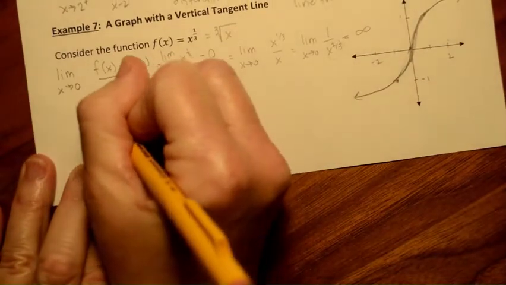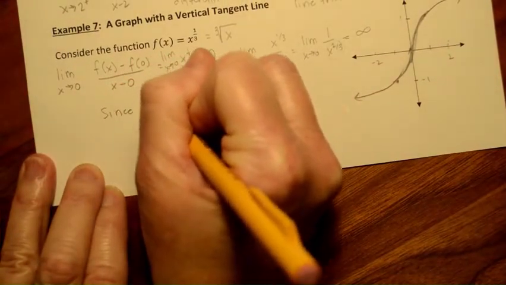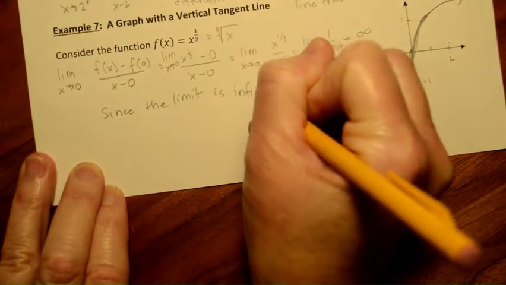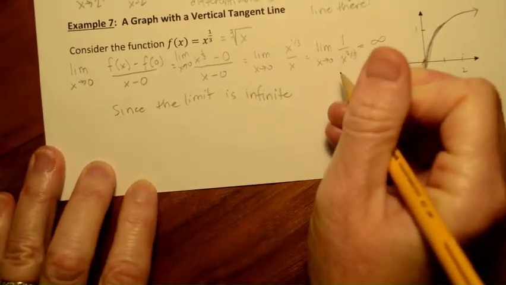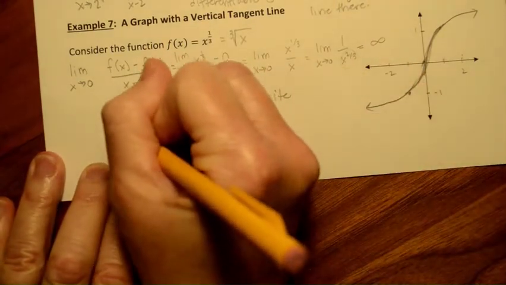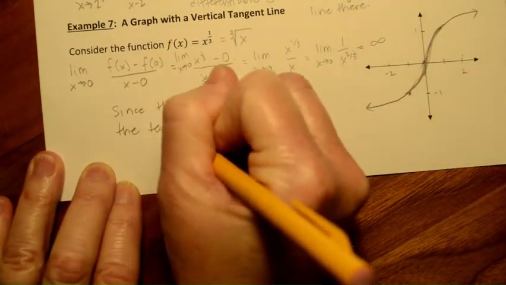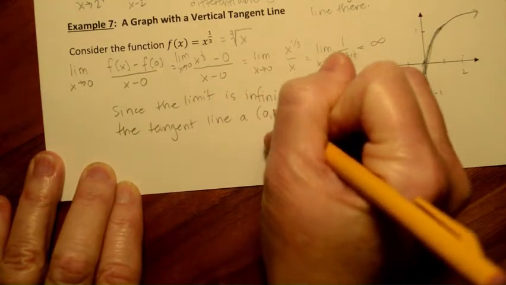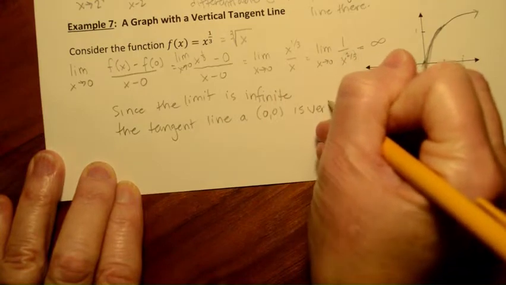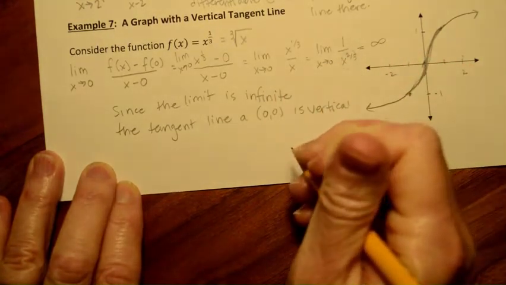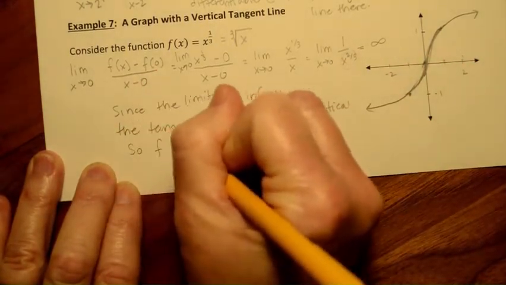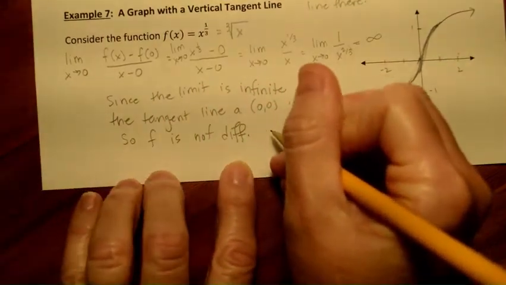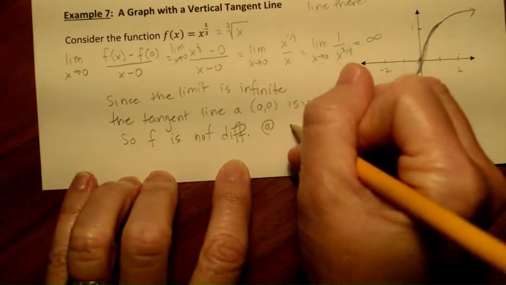So we're going to say, since the limit is infinite, the tangent line at 0, 0 is vertical. So f is not differentiable. I'm just going to say DIFF for differentiable at x equals 0.